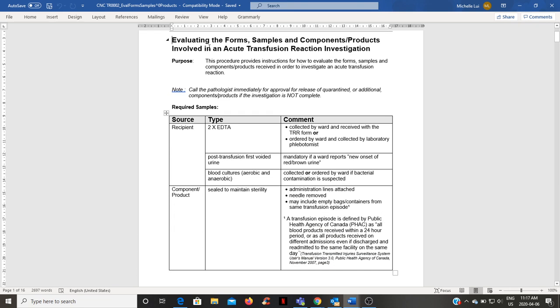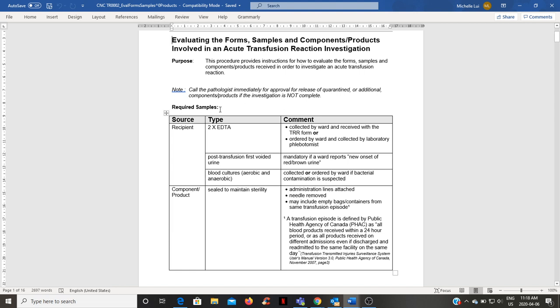Okay, so evaluating all the pieces of the puzzle here. Call the pathologist immediately for approval of release of quarantined or additional components and products if the investigation is not complete. I believe that's one of the answers to your questions. If the ward phones down and says, well, hey, this guy's still anemic, we want to transfuse him some more, well, at the moment, we would say, well, I got to get approval. So at that point, I would call a pathologist and explain the situation and see what they think.